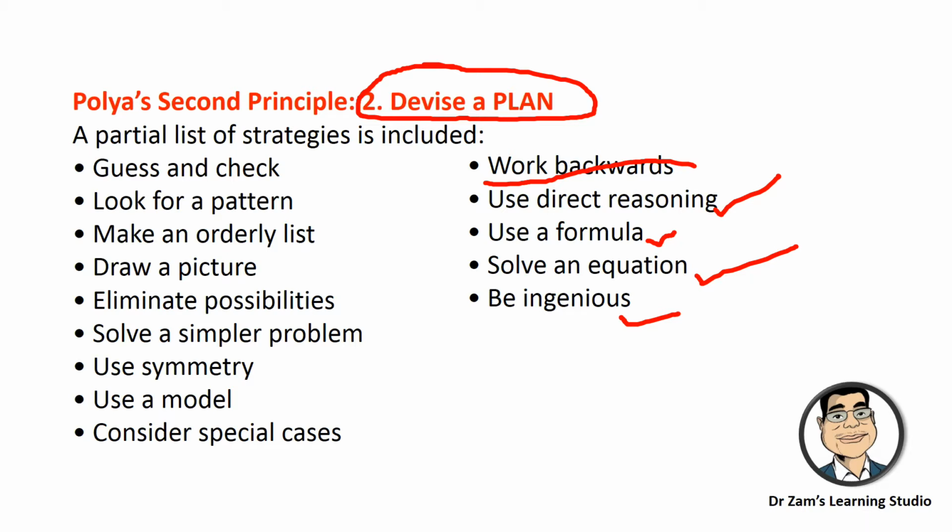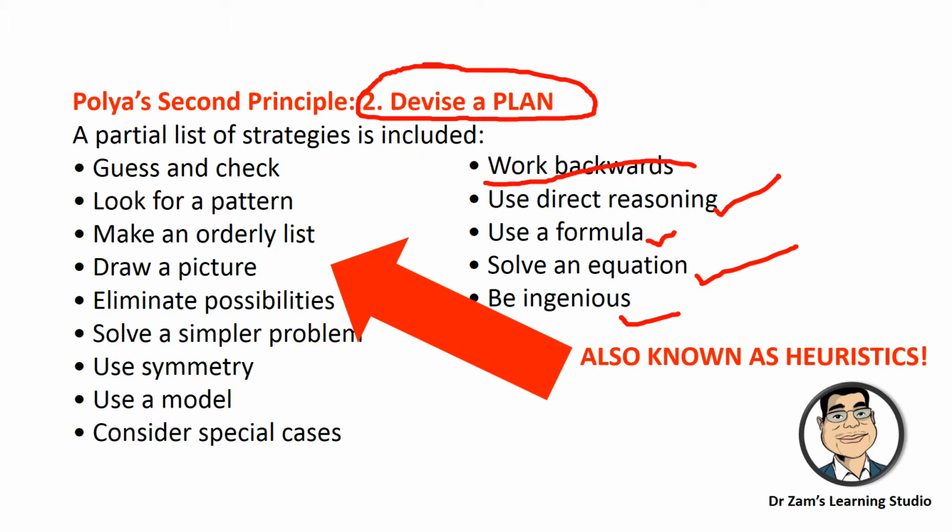And I'm sure you know by now that all these strategies are also known as heuristics, right? So heuristics are actually strategies which allow you to solve a problem, right? So this list is a partial list of what Polya has come up with, and MOE in its primary math syllabus has come out with their own list of heuristics which are compulsory for the students to learn, right?